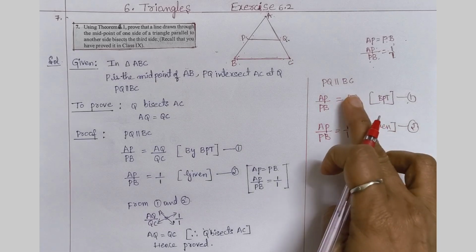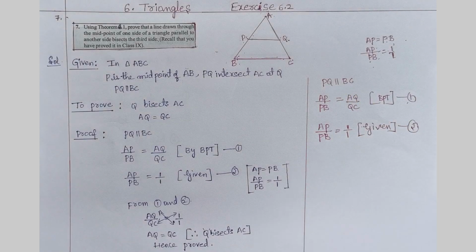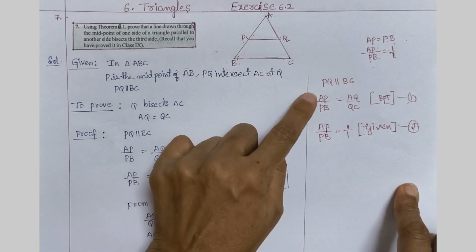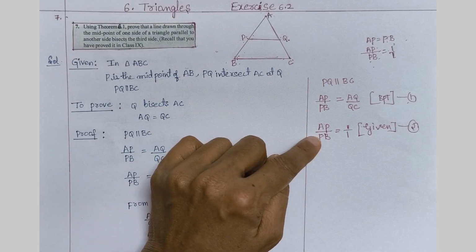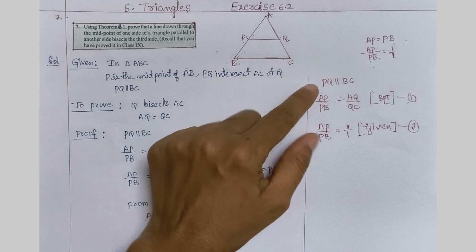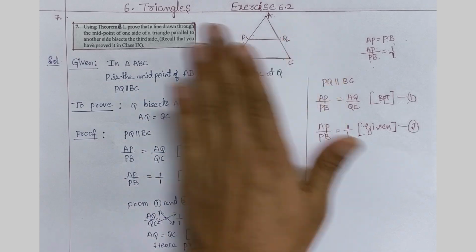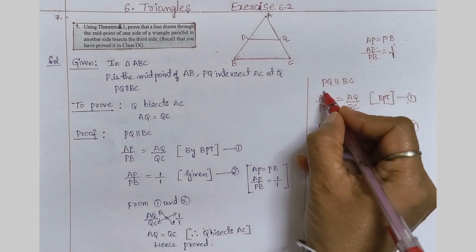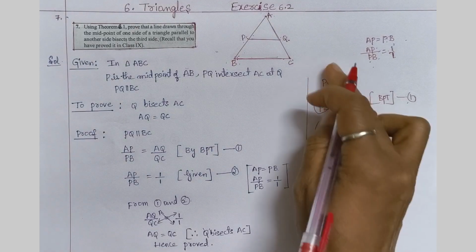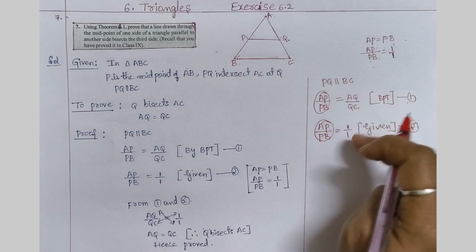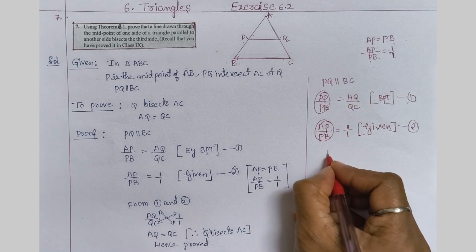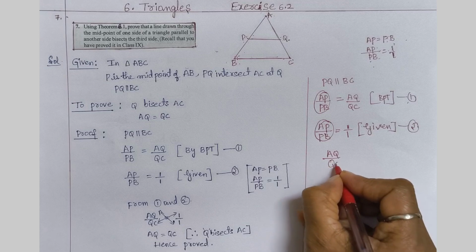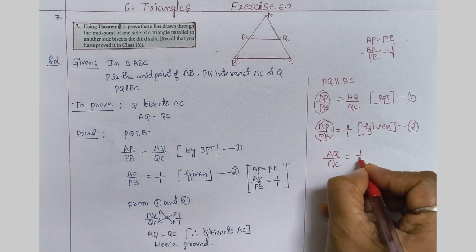Now from equation 1 and 2, you observe here the left hand side is equal on both. See here, AP by PB, AP by PB. From equation 1 and 2, what happened? Both left hand sides are equal, so automatically the right hand sides are equal. So now you write here AQ by QC is equal to 1/1.